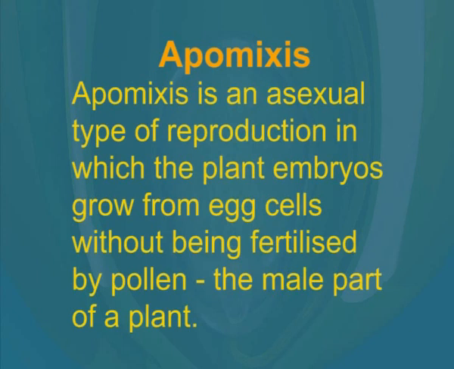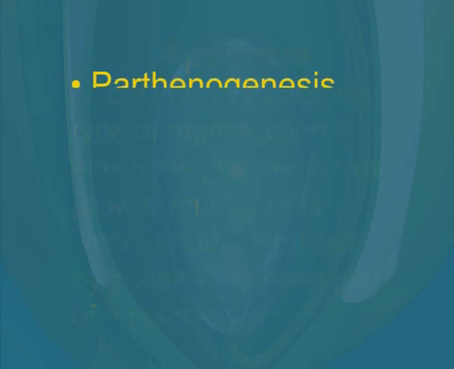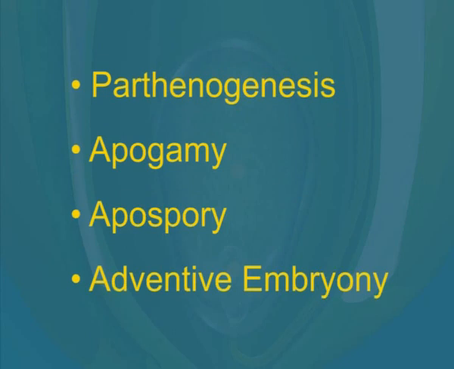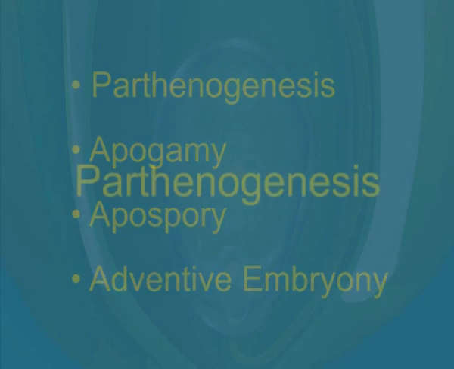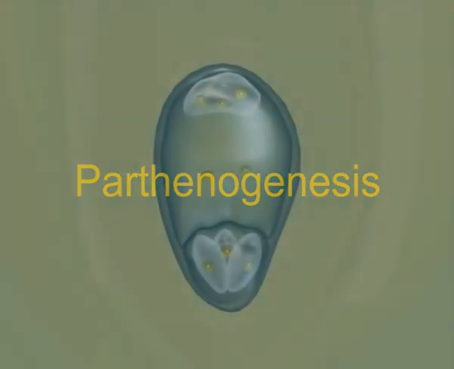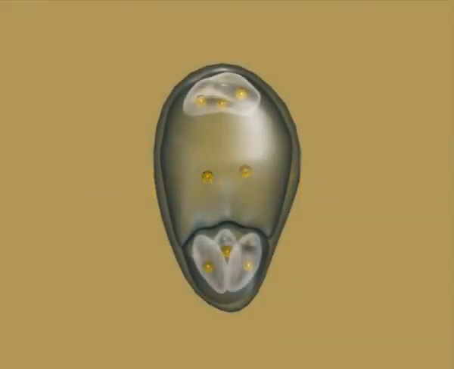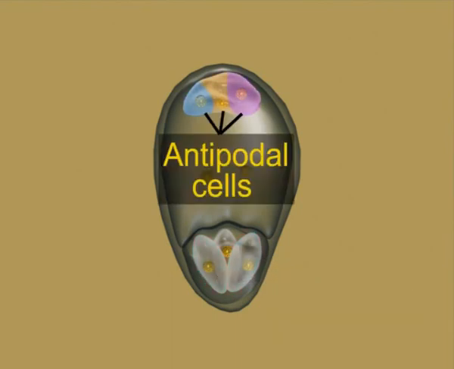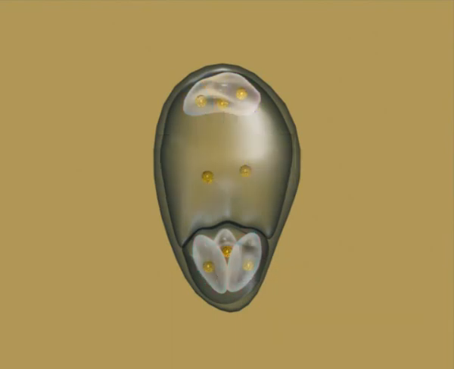There are 4 types of apomixis: Parthenogenesis, Apogamy, Apospory, Adventive embryony. Parthenogenesis refers to development of an embryo, usually from the egg cell or a male gamete, without fertilization. This we have already discussed in detail. Apogamy. The origin of an embryo from either synergids or antipodal cells of the embryo sac is called apogamy.